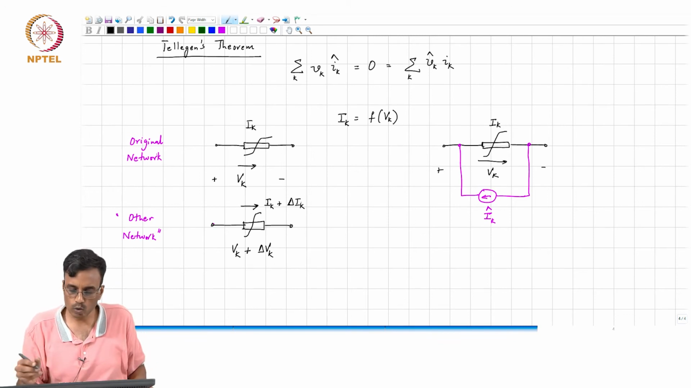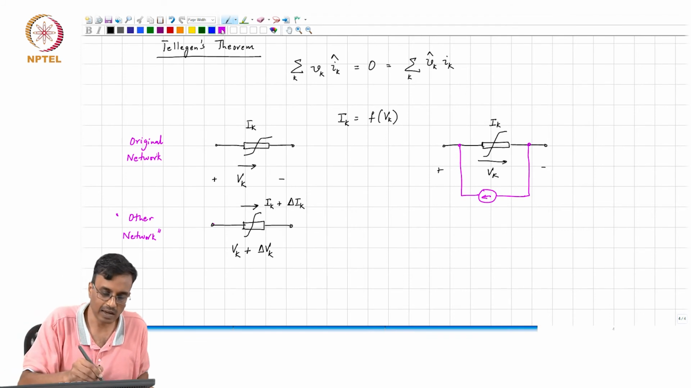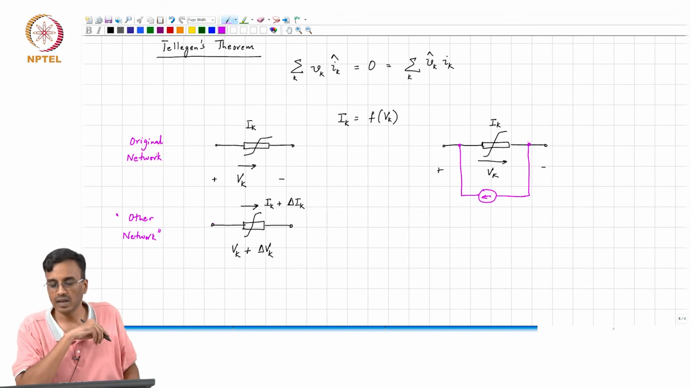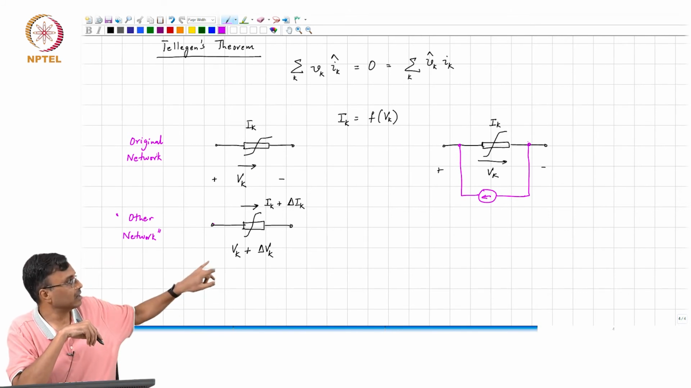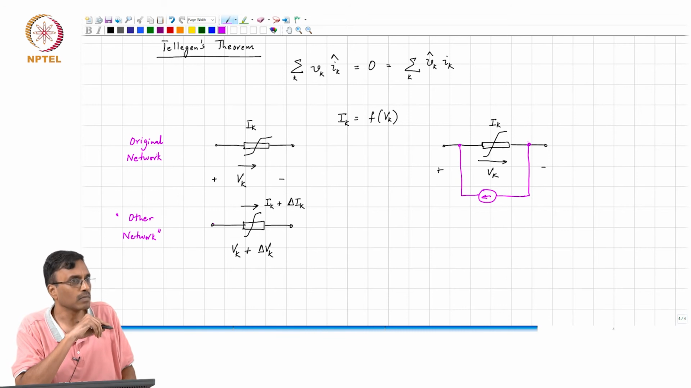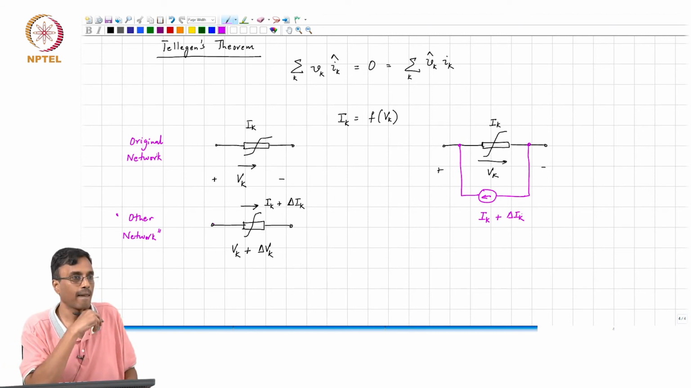So what I'm going to do, those of you who have taken an analog circuits class have seen this before, but what I'm going to do therefore is, in the original network, I'm going to add a branch current in parallel, where I'm going to call this Ik plus delta Ik, correct? Does it make sense, people?